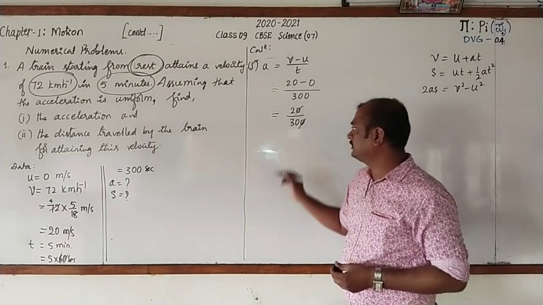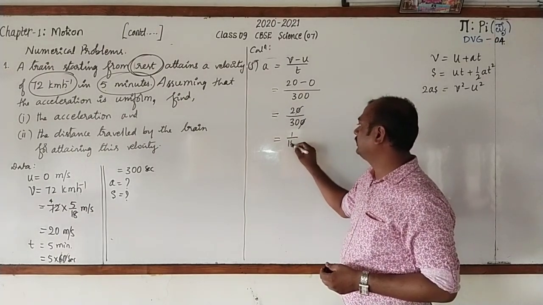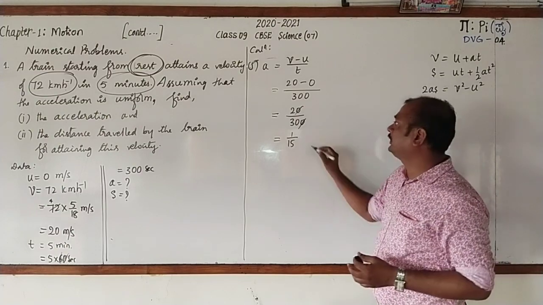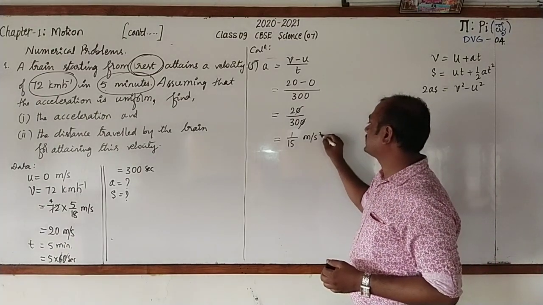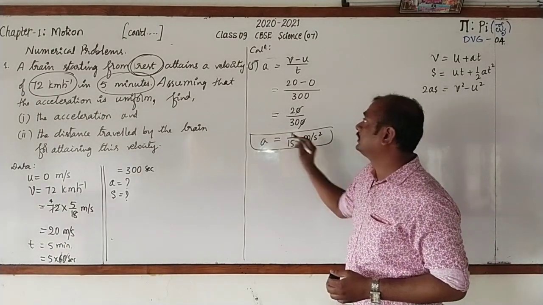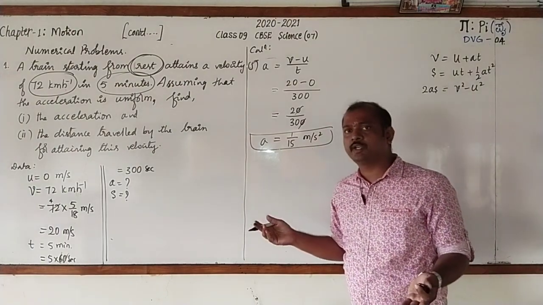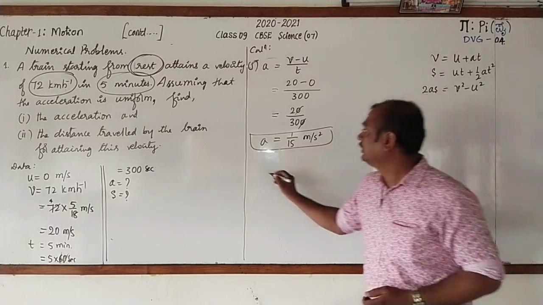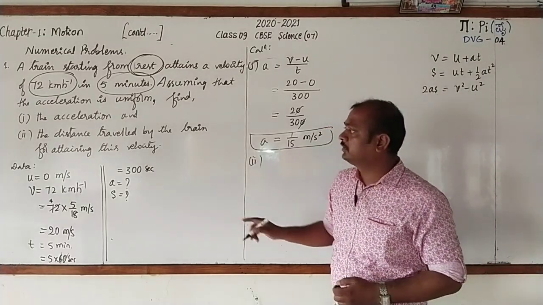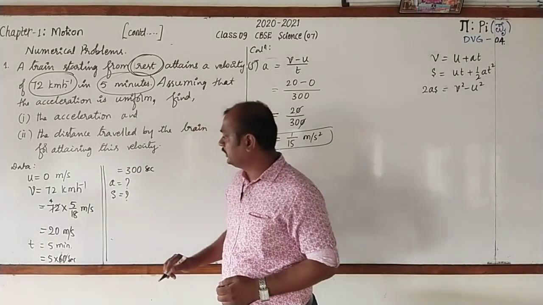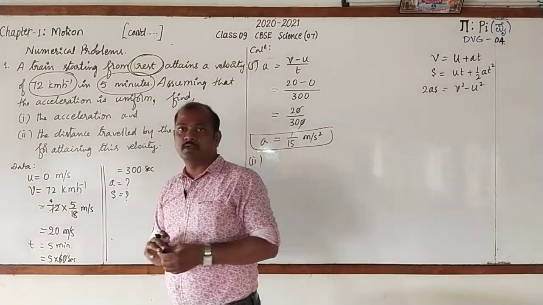0, 0 get cancelled. It is 1 by 15 meter per second square. This is the acceleration of the train. If you want, you can go for expressing that in decimal also. Next, second one. You are going to find out the distance traveled.